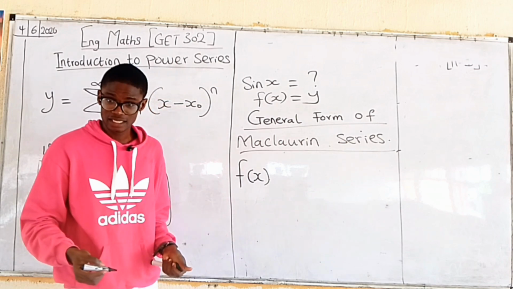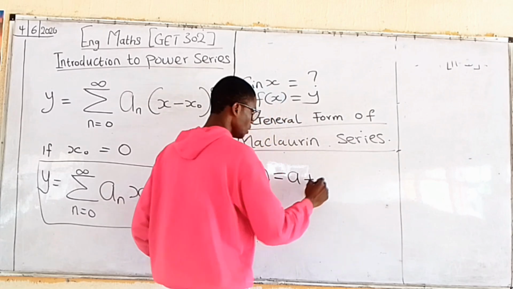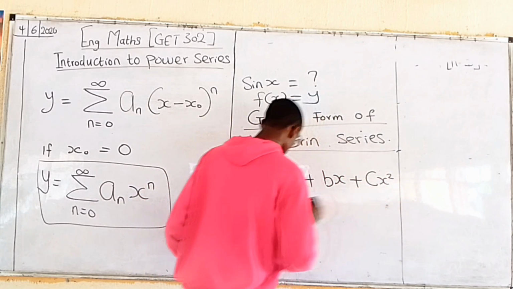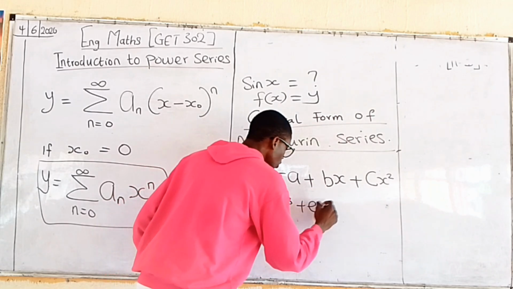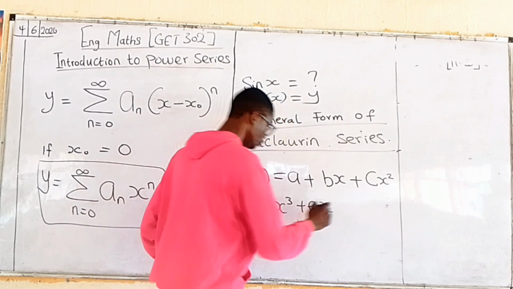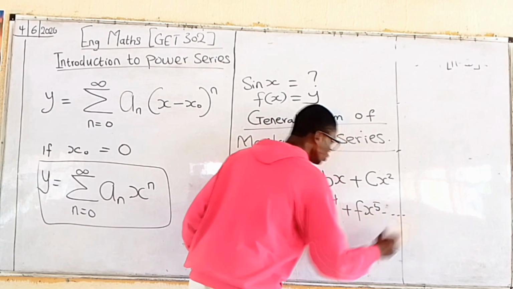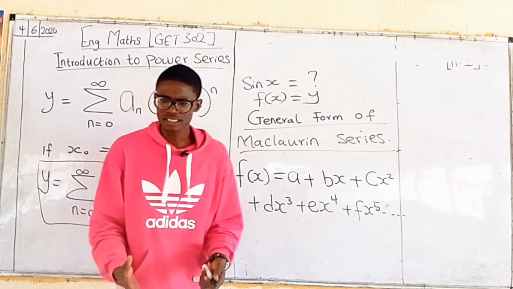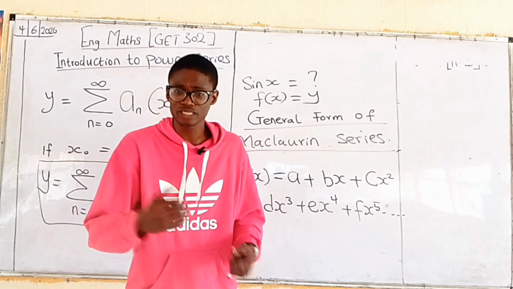Now if I want to express this f of x in form of a polynomial, I'll start with a plus b x plus c x squared plus d x cubed plus e x raised to the power 4, plus f x raised to the power 5. And take note that it keeps going because it's a series. What kind of series? Not just that it's a series. What makes it keep going?